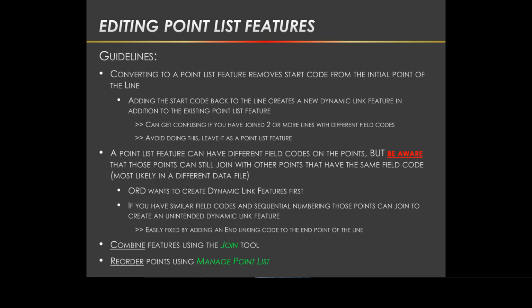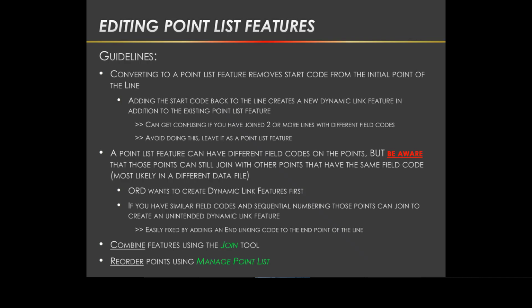So, editing point list features, some guidelines that I came up with. Whenever you convert a dynamic link feature to a point list feature, it removes that start code from the initial point of the line. This is where things can get kind of messy. If you add the start code back to the line, it creates a new dynamic link feature in addition to the existing point list feature. So you would then have two features there.